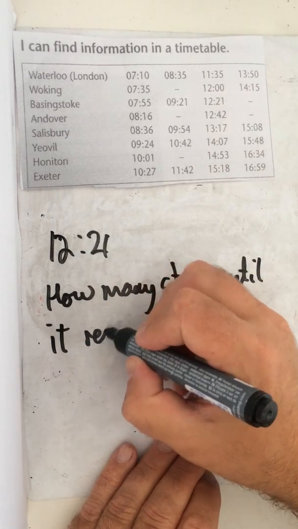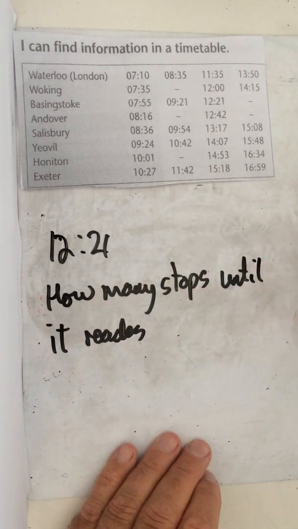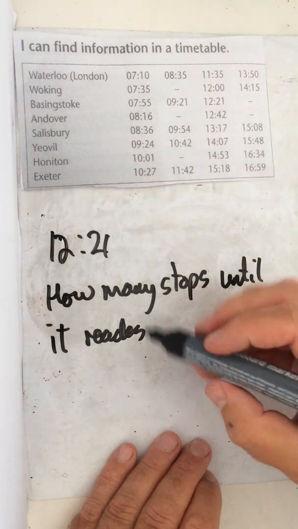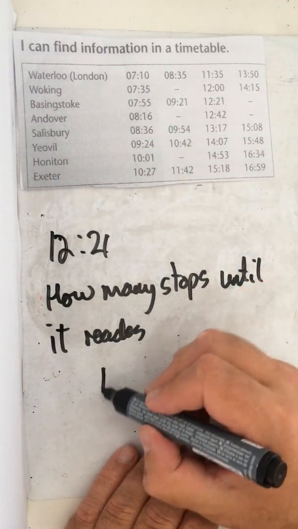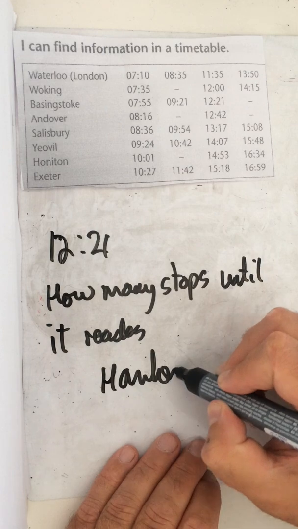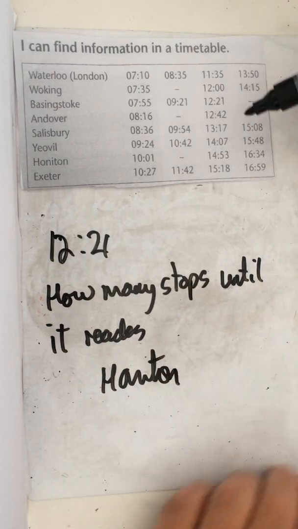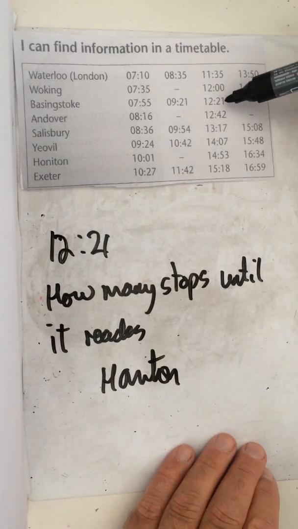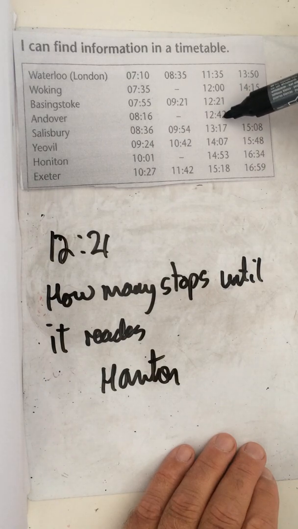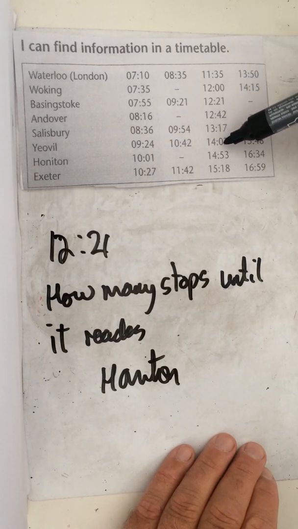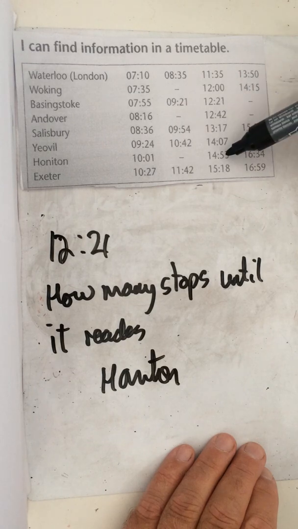Until it reaches Honiton. So let's have a look. So here we are, Basingstoke. How many stops till it reaches Honiton? 1, 2, 3, 4. It's the 4th stop, isn't it?